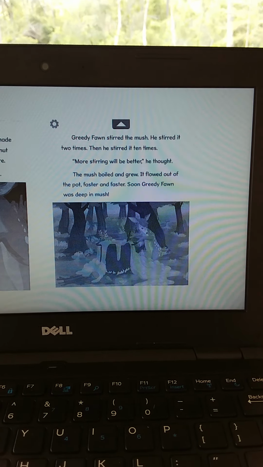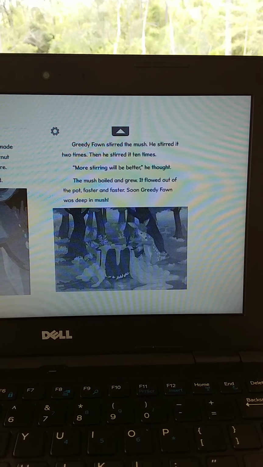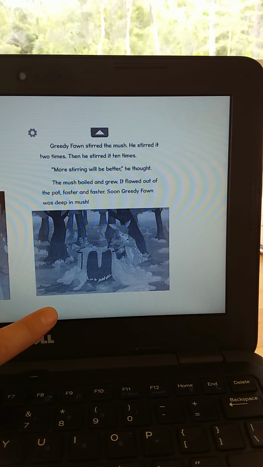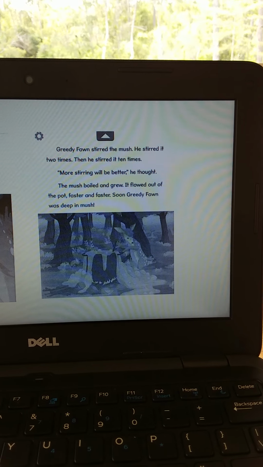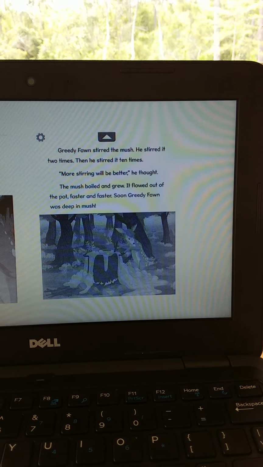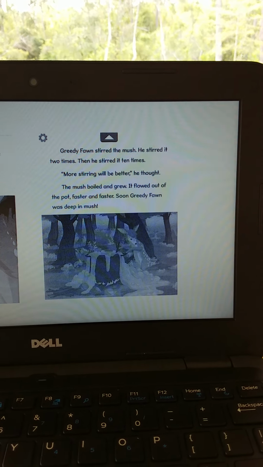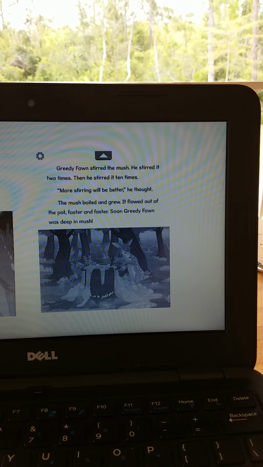Okay, so already we know that little fawn did not follow directions, and that now the mush is coming out of the pot and it's overflowing. I'm predicting that his parents will not be happy when they get home because he did not follow directions.